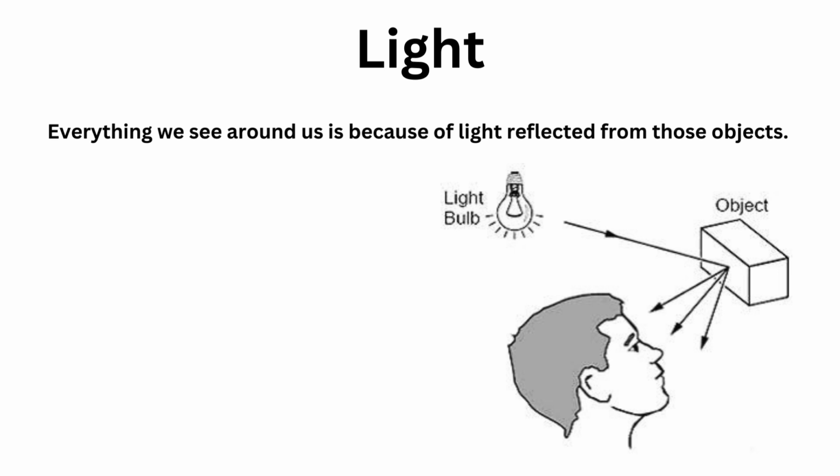So, the first and foremost thing we need to know is that everything we see around us is because of light reflected from those objects. So, without light, we would not be able to see anything around us.